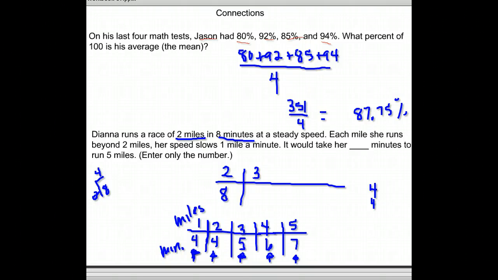She's run a total of 5 miles, but how long did that take her? So we're just going to go and total her time. So 4 minutes, 4 minutes, 5 minutes, 6 minutes, and 7 minutes. We total those up, we'll know how long it took her to run all 5 miles.